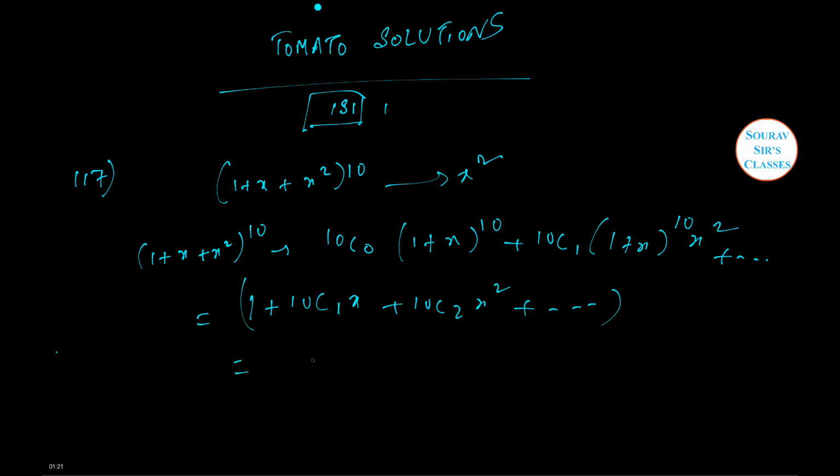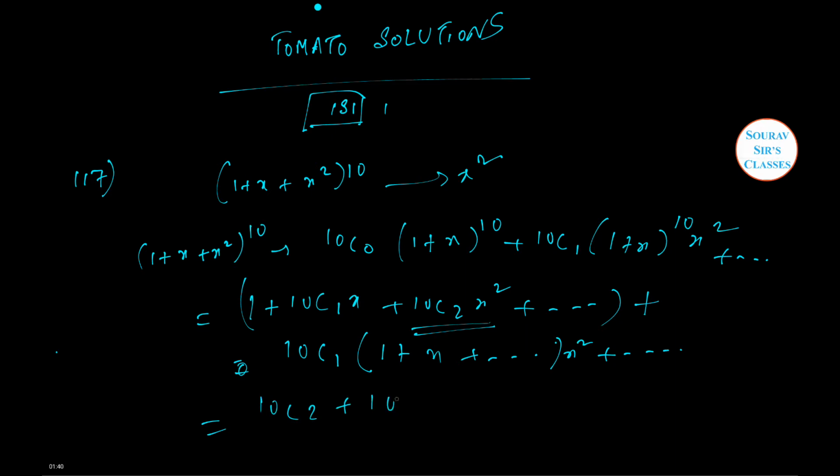So these two plus, here we can write 10c1 along with that (1 plus x) whole into x square, and this way it goes on. So obviously we get two terms here. One is this term, that is the coefficient 10c2, and the next term is 10c1, and this is x square. So ultimately we can write that 10c1 plus 10c2 is the coefficient, so option A is correct.